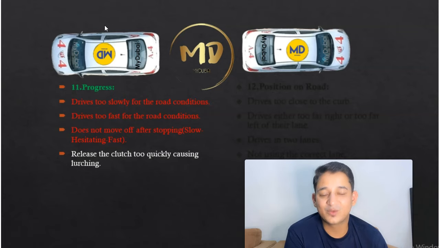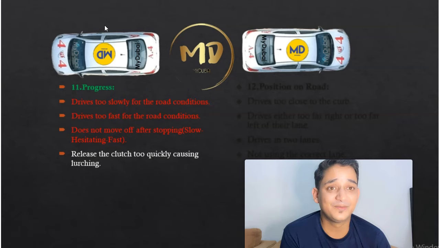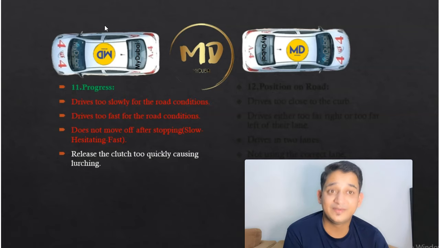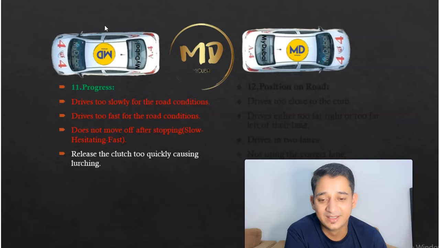Drive too slowly for the road condition means at a road of 60 you need to drive at a speed of 60. You cannot drive at 40. Yes, if there is traffic you can do that, but in a normal condition, if the road is clear, you need to make sure you drive at a speed of 60.